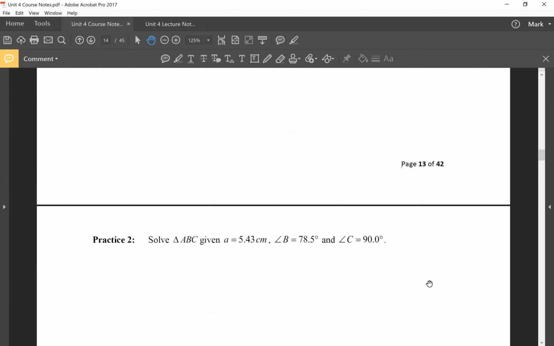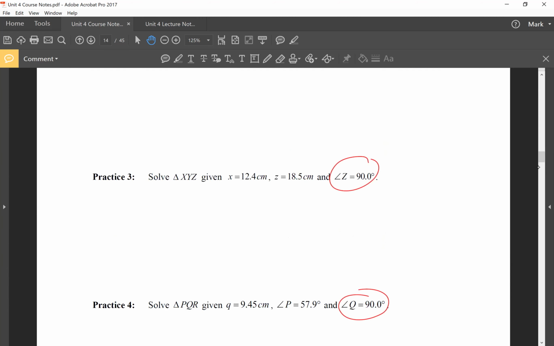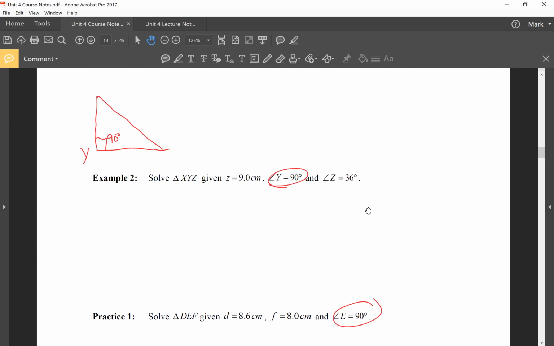Start at 90. So my Y is my 90. The Z and the X, it really doesn't matter. So I'm just going to say X, Y, Z, or as a Canadian would say Z. I don't know why. I hate that.